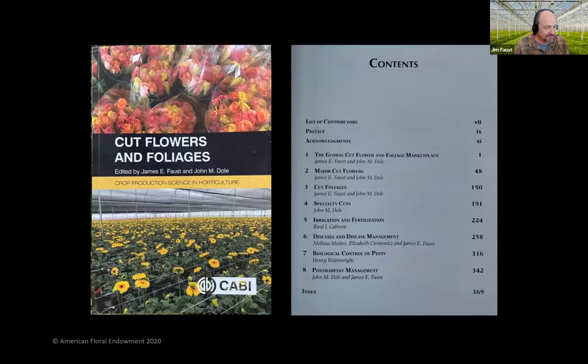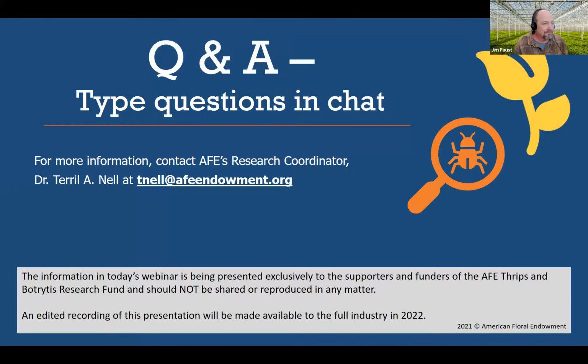And just to go back to the introduction, Garrett mentioned a book that John Dole and I recently edited and co-wrote. And if you're in the cut flower industry or foliage industry, I think it's useful. So I just wanted to show you that. We're pretty excited about it. There's not a lot of good international cut flower books, and we think it's the best one out there. So it should have a nice impact internationally. So with that, we'll turn it back to Garrett and take some questions and try to provide some answers.